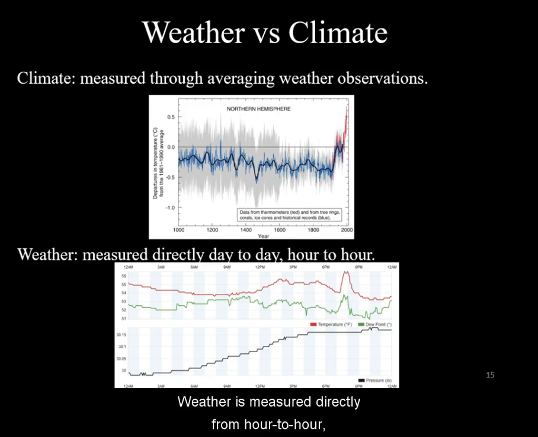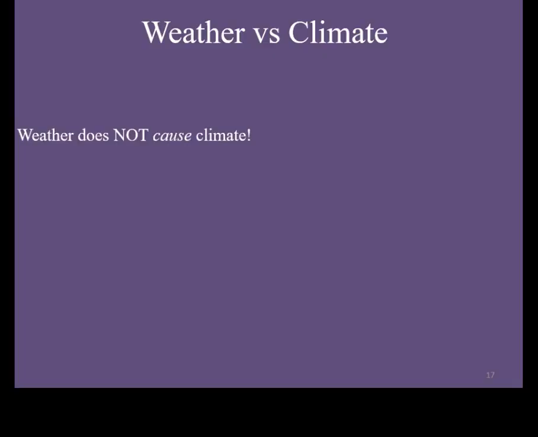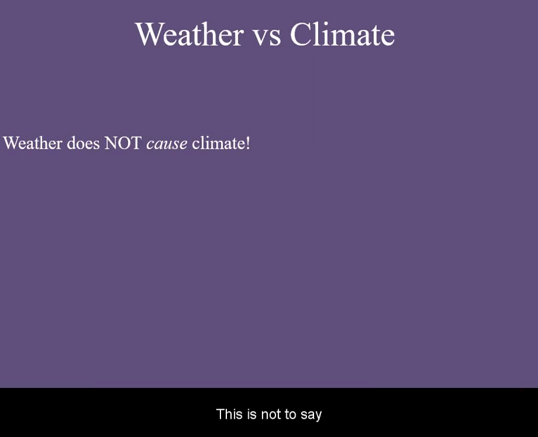Weather is measured directly from hour to hour and day to day, and then plotted. Measurements of climate need to track the data over long periods of time and over large areas before averaging them. This is not to say that climate is caused by weather. Climate is merely measured through weather measurements.